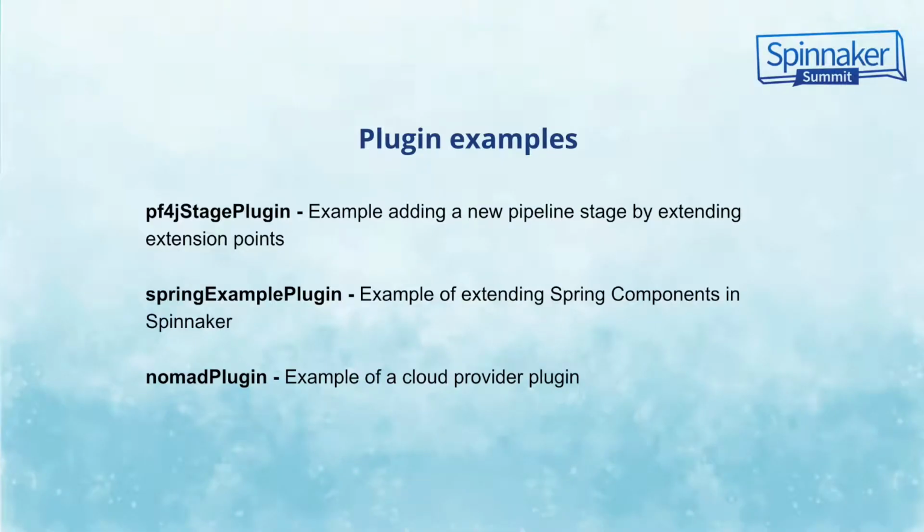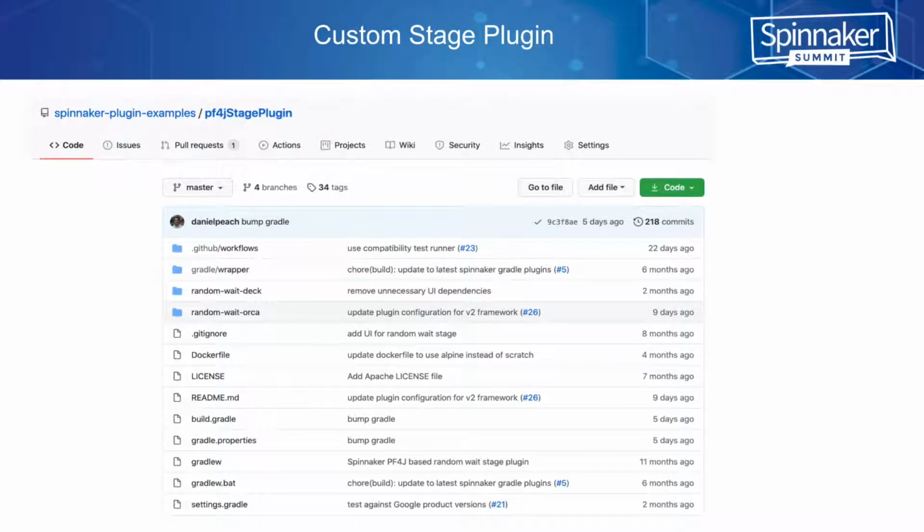So these are the 3 examples we're going to cover. The first one is the stage plugin. This is an example we use a lot. This adds a new pipeline stage, like custom pipeline stage using extension points. The second is just an example of using Spring to build out a plugin, and doesn't do anything useful, just shows off the Spring plugin capabilities. And the last one also uses Spring, but to do something useful, we implement a new cloud provider, one for Nomad specifically. All right, so here's our first plugin example, the stage plugin.